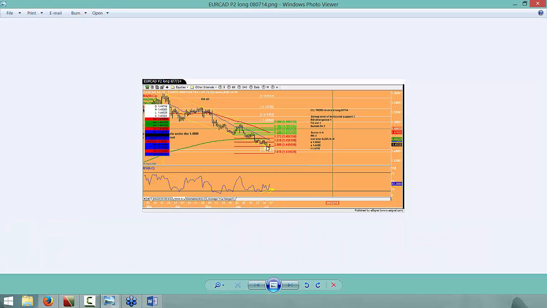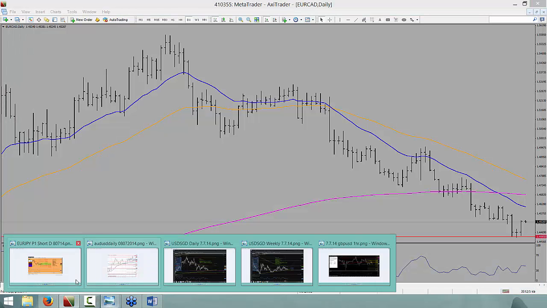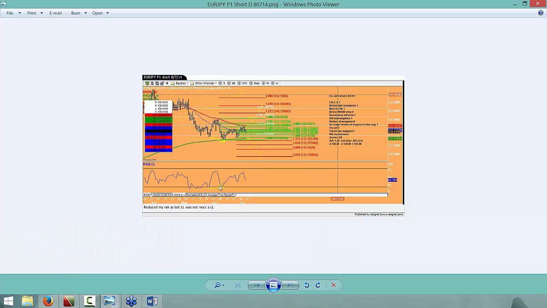Euro CAD phase 2, yeah. That's good, we looked at that. Euro Yen phase 1 short. The retracement, you're looking for an extension down to here. Horizontal resistance, bearish price action, resistance, hidden divergence. No, okay. Trendline support.